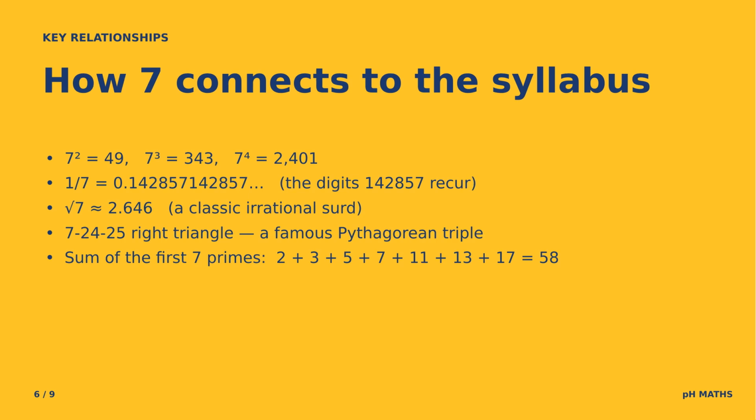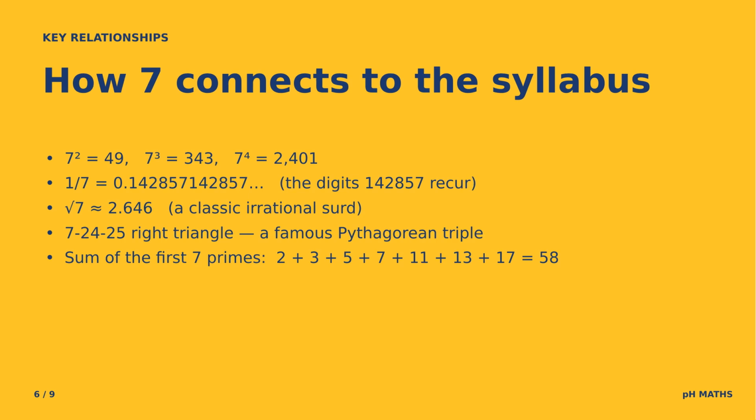How 7 connects to the rest of the syllabus? Well, squared, it's 49. Cubed, 343. To the 4th, 2401. Root 7 is about 2.646, a classic irrational surd. So don't expect a clean answer when one appears.